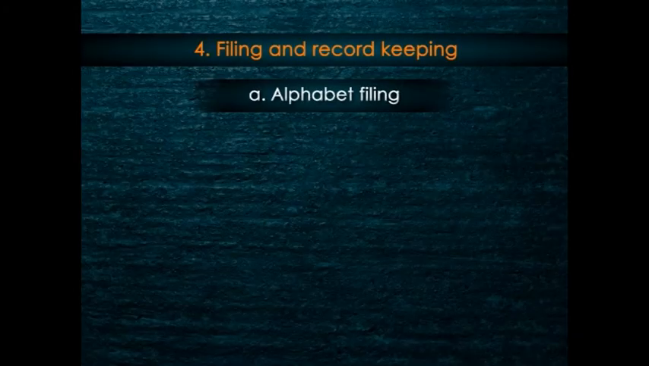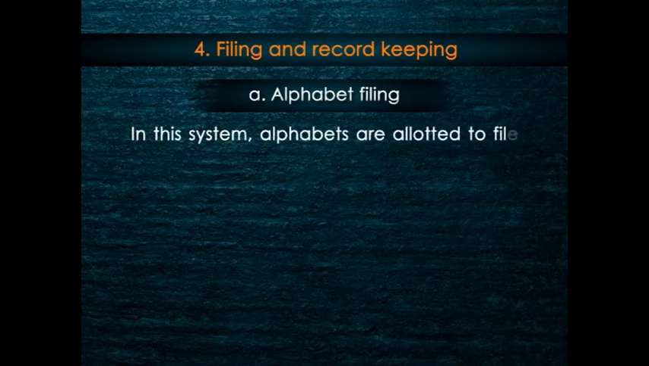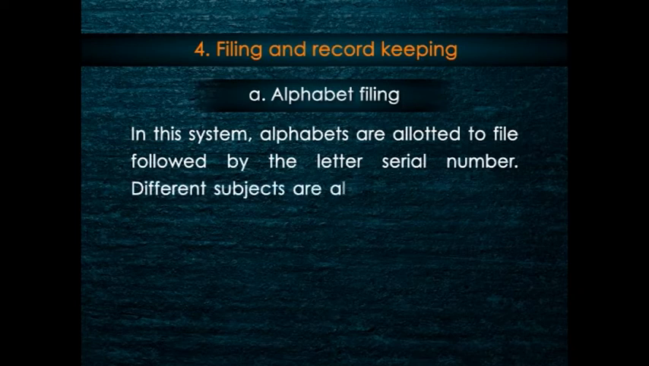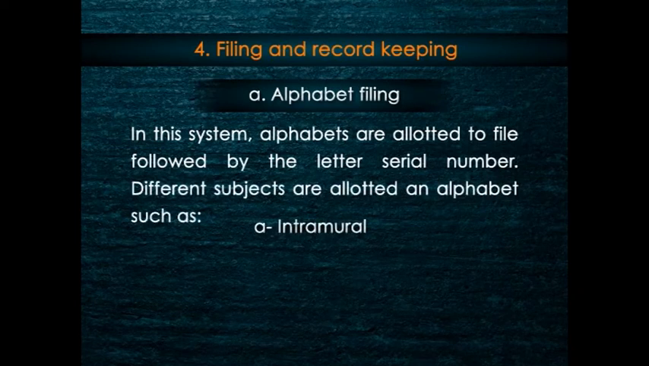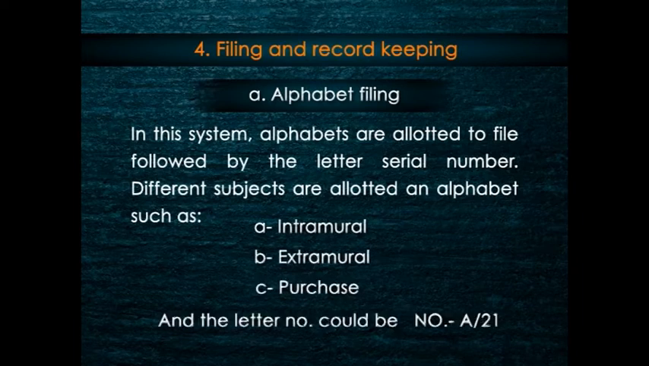There are 5 systems of filing. A. Alphabet filing. In this system, alphabets are allotted to files, followed by the letter serial number. Different subjects are allotted an alphabet, such as A. Intramural, B. Extramural, C. Purchase, and the letter number could be A/21.